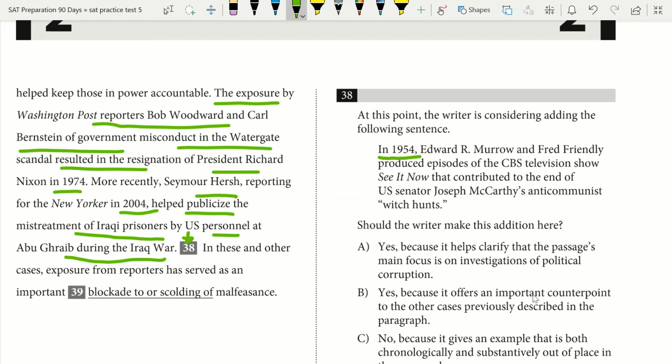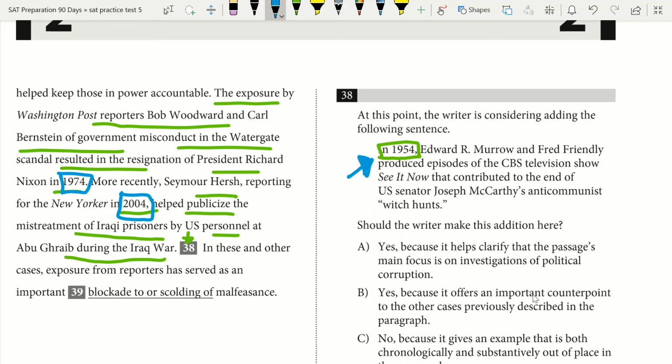One thing that immediately jumps out to me is I see 1954. I'm going to put this in blue so you can see it. If I look back at my passage, I see I went from 1974 to 2004. So I'm moving forward in time, from the past towards the present. If I was to go all the way back to 1954, then I would be messing up this chronological order that I have established. I don't want to do that. So that's one thing that jumps out to me as a red flag right away.